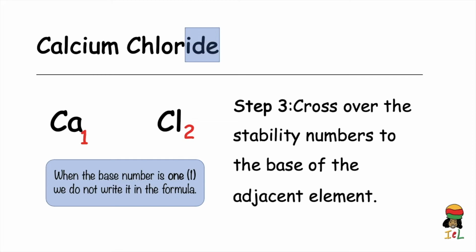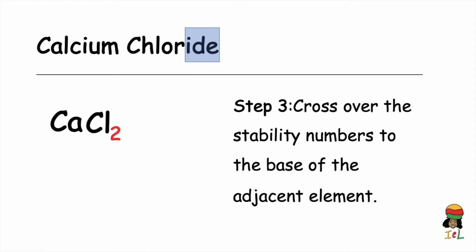Therefore, the chemical formula for calcium chloride is CaCl2, where the atoms have bonded in the ratio of 1 calcium, because the symbol of calcium, Ca, means that there's 1 calcium, to 2 chlorine atoms. So the base number 2 here indicates 2 chlorine atoms.